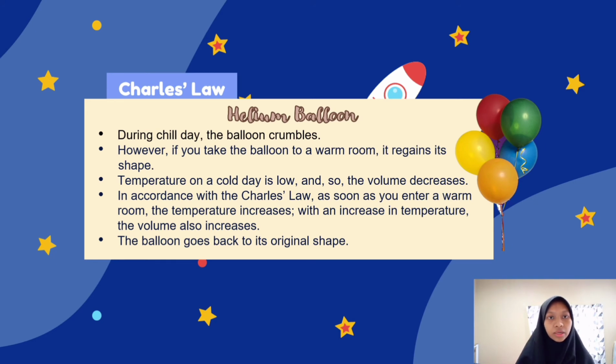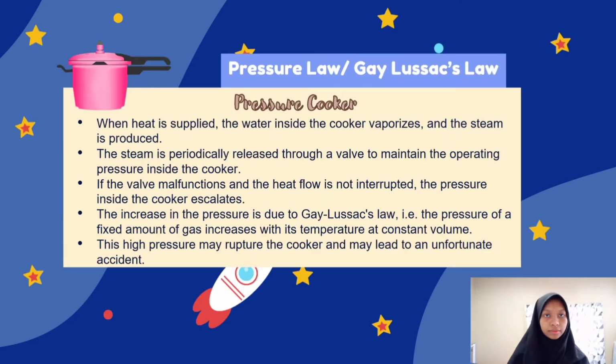Now, in accordance with Charles' law, as soon as you enter a warm room, the temperature increases. With an increase in temperature, the volume also increases. Therefore, the balloon goes back to its original shape. The last ideal gas law is the pressure law, also known as Gay-Lussac's law. One example is a pressure cooker.